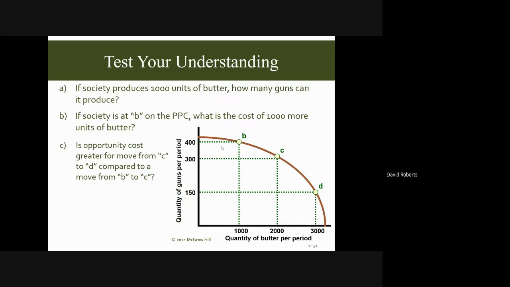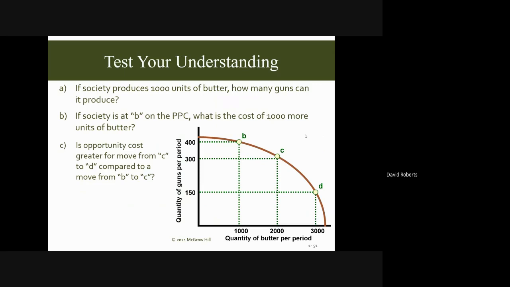So we want to produce on the line. And I do suggest you learn how to read the graphs rather than memorizing the graphs. So in this particular case, if we produce 1,000 units of butter, we're going to have 400 units of guns. So you just read up 1,000 units of butter, which is the x-axis, up to the y-axis, which is point B, 400 units of guns. That's it.